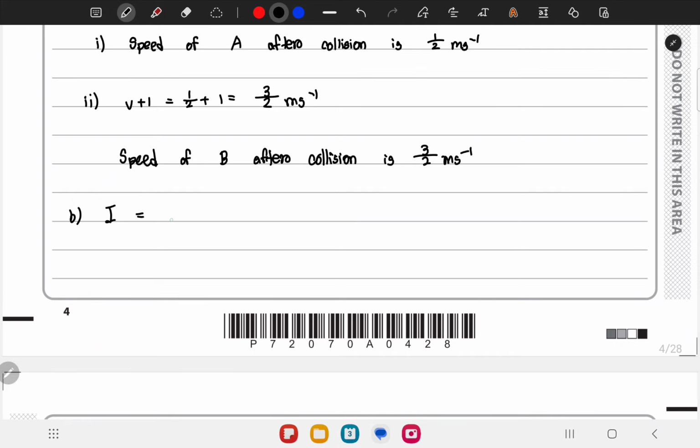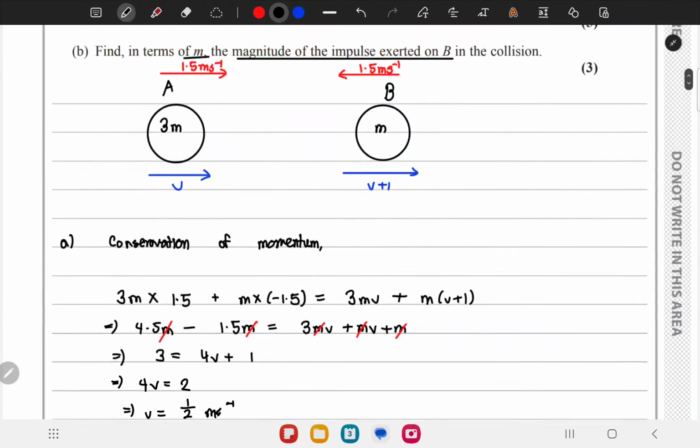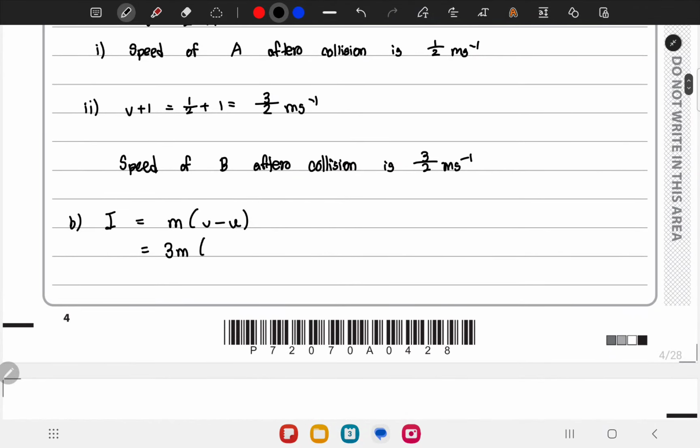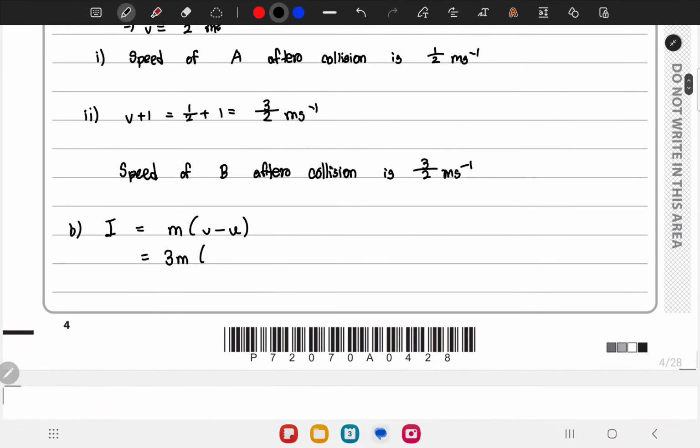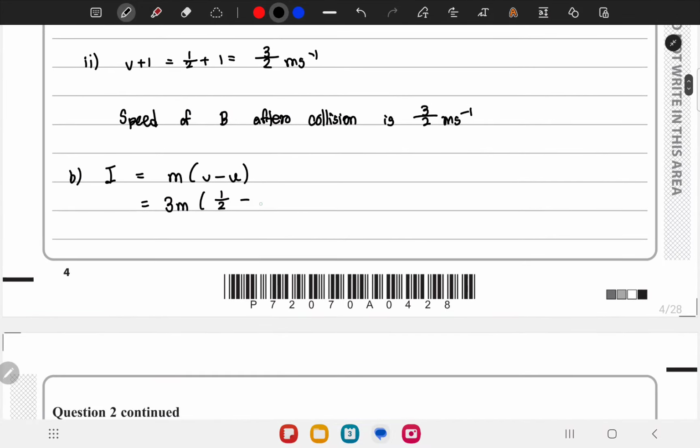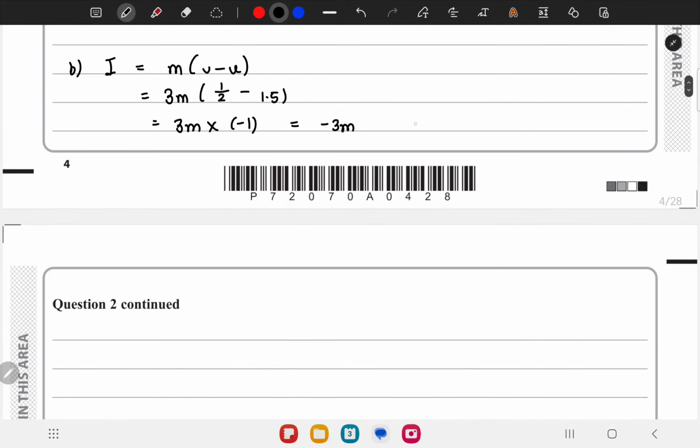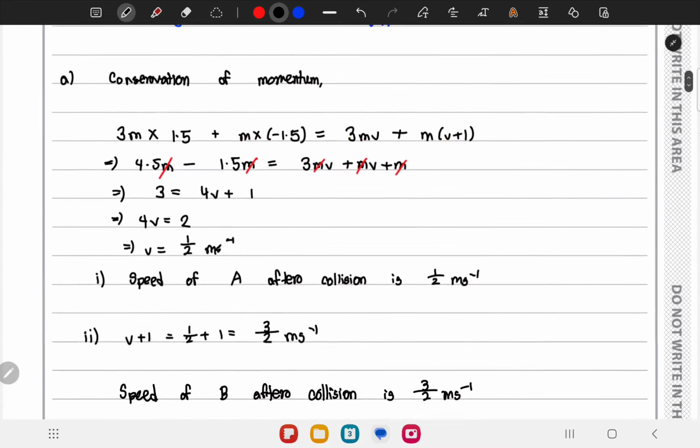So the impulse would be m times v minus u. Considering it for A, the mass is 3m. The final velocity is half meter per second, and the initial velocity is 1.5 meter per second. So it would be 3m times minus 1, so this is minus 3m. Since we only need the magnitude, the impulse would be 3m Newton seconds.